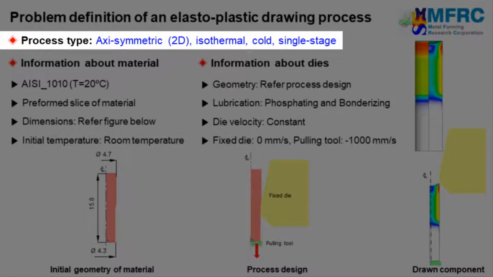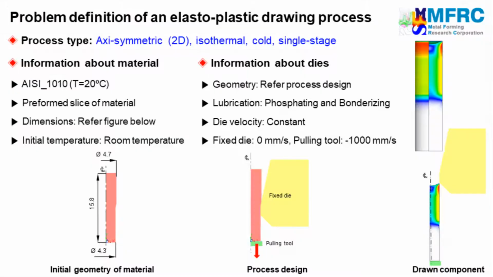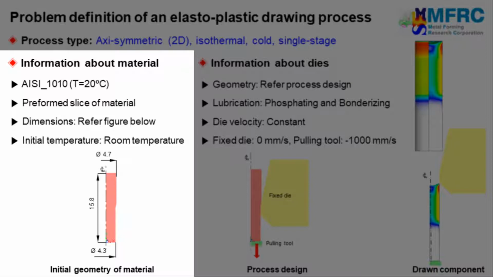The temperature change is neglected in the simulation. The information about the material is given on the left side. The dimensions of the workpiece are as shown in the figure on the left. The material of the workpiece is a steel grade and its initial temperature is equal to that of room temperature.